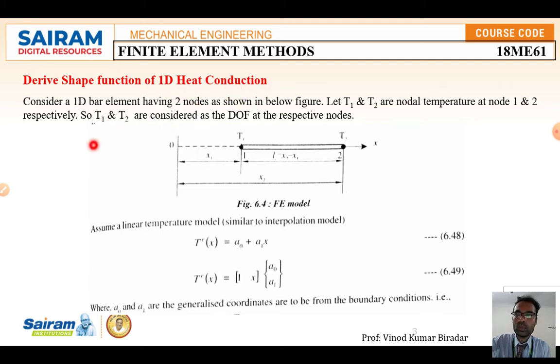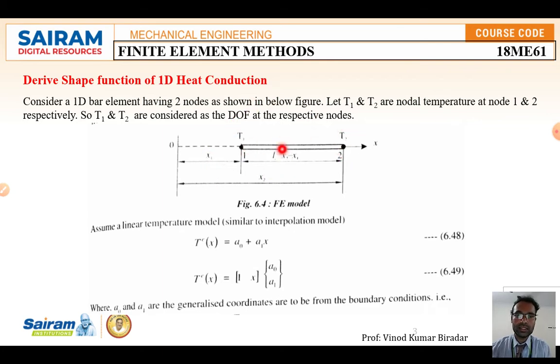Consider a one dimensional bar element having two nodes, node number 1 and node number 2. Let T1 and T2 be the nodal temperatures at nodes 1 and 2. T1 and T2 are considered as the degrees of freedom. In the previous lecture video, in the beam chapter, we considered V1 and theta 1 as the displacements. Here we just replace them with the nodal temperatures T1 and T2.